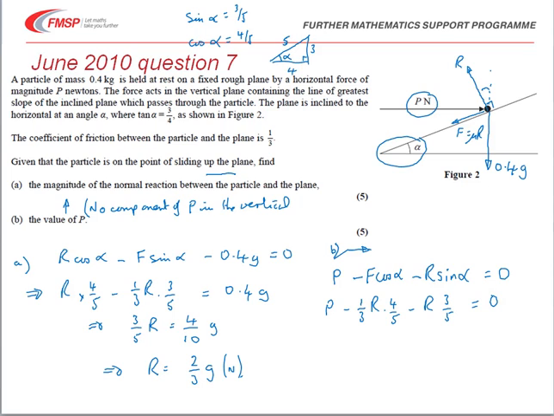So there we have minus 4/15, and then minus 3/5, and 3/5 is 9/15. So in total, minus 13/15 of R. So P is equal to 13/15 R. But we know what R is from the first part of the question, so that's 13/15 multiplied by 2/3 G. Or in other words, P turns out to be 26/45 G newtons.